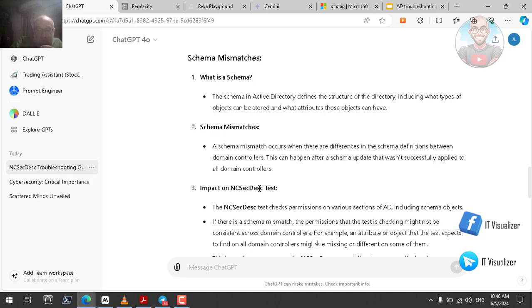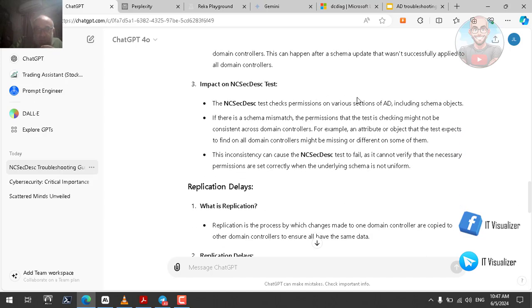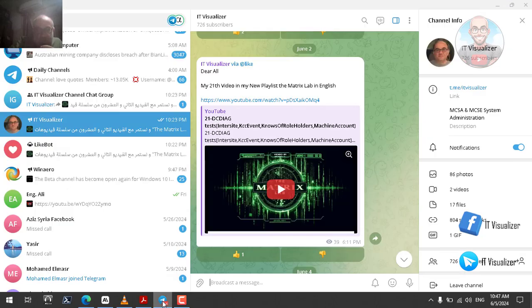Let's see the impact on this test, what it will do. The NC-sec test checks permissions on various AD sections, including the schema partition. If there is a schema mismatch, the permissions that the test is checking might not be consistent across domain controllers. For example, an attribute or object that the test expects to find on all domain controllers might be missing or different on some of them. This inconsistency can cause the NC-sec test to fail, as it cannot verify the necessary permissions are set correctly when the underlying schema is not uniform.